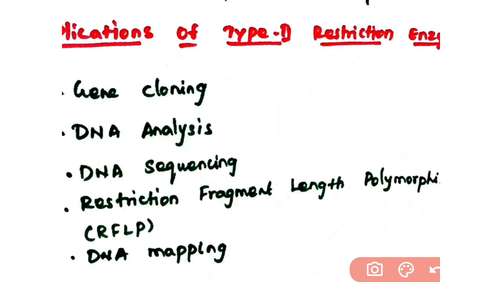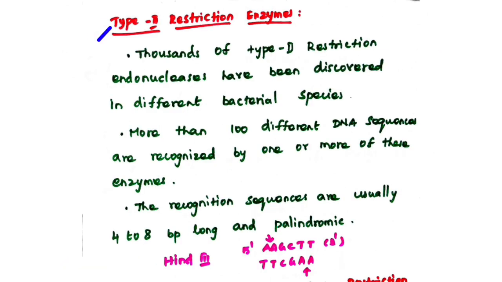Compared to type 1, type 3 and type 4, type 2 restriction enzymes are more specific. Type 2 restriction enzymes make a cut at a specific recognition site. So it has more applications in gene cloning, DNA analysis, DNA sequencing, RFLP, that is restriction fragment length polymorphism, and DNA mapping. Let's see in detail about these type 2 restriction enzymes.